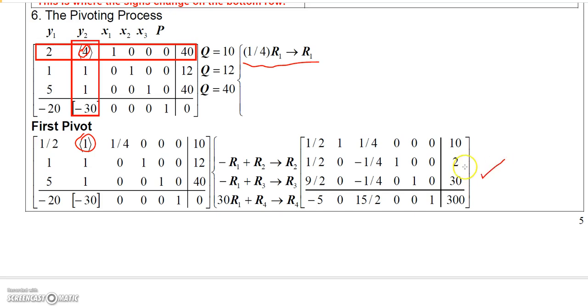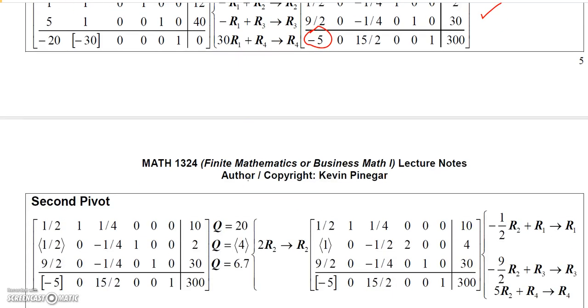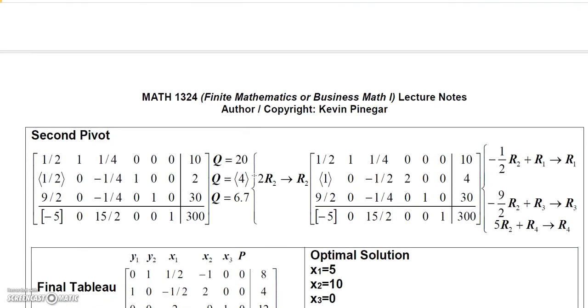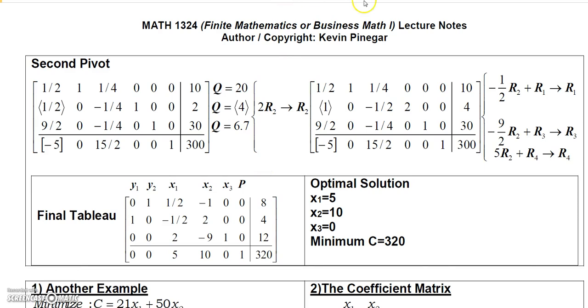So I'm looking now at the bottom row, and I see I've still got a negative on the bottom row. So I'm not done yet. So I haven't found the optimal solution. So let me go ahead and pick back up here. Since I have a negative on that bottom row on the first column, that's got to be my pivot column.